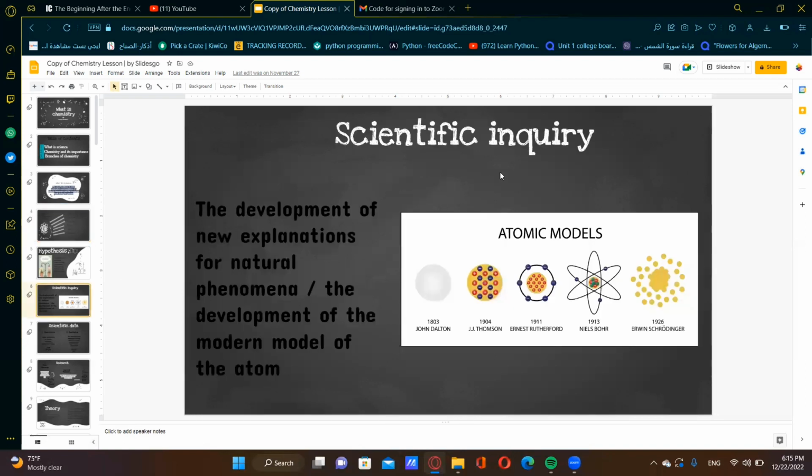So, what is a scientific inquiry? Well, it is the development of new explanations for natural phenomena. For example, we have the development of the modern model of the atom. At the beginning, we really didn't know what the shape of the atom was. As time passed, scientists began to develop inquiries on how the atom looked. And as you can see, we got the John Dalton model in 1803, the J.J. Thomson model in 1904, and the Ernest Rutherford model in 1911. And it keeps going until we reach the modern day model of the atom.